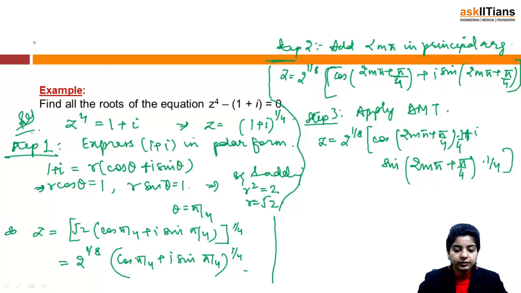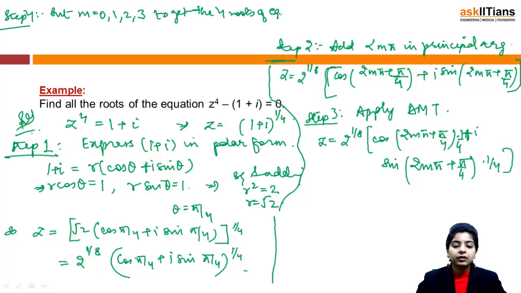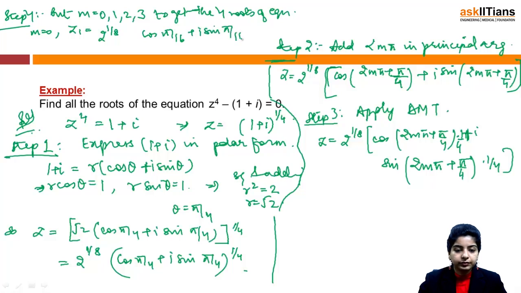Next step is step 4, which says put m equal to 0, 1, 2, 3 to get the 4 roots of the equation. Since we have raised to the power 1/4, obviously we will be having 4 roots, and therefore we will be putting m equal to 0, 1, 2, 3. So for m equal to 0, the first root z1 becomes 2 raised to the power 1/8 cos of π/16 plus iota sine π/16.